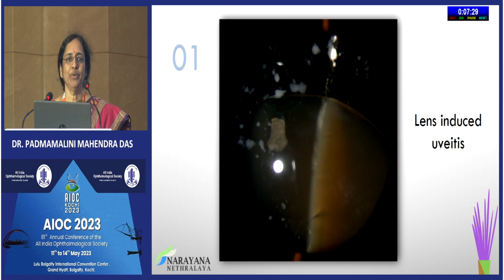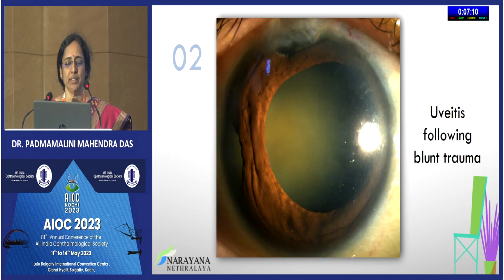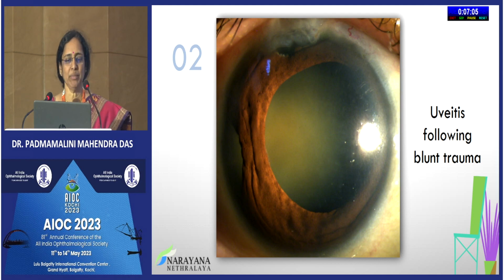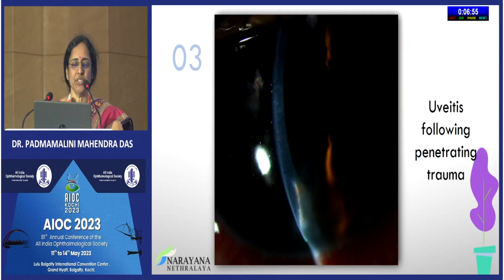Here is a case of lens-induced uveitis. When the lens is the culprit and inflammation is secondary to that, we address the cause in addition to appropriate anti-inflammatory therapy, and you don't have to investigate. What I mean is laboratory investigations are not required. Second is traumatic uveitis, from blunt trauma. You treat these patients with anti-inflammatory therapy and closely follow up for the development of secondary complications.